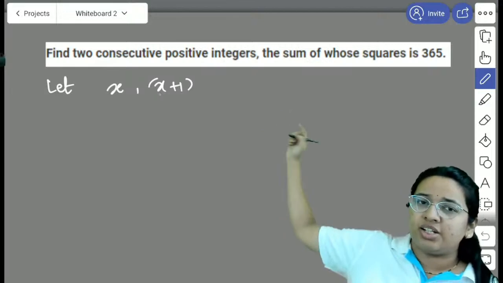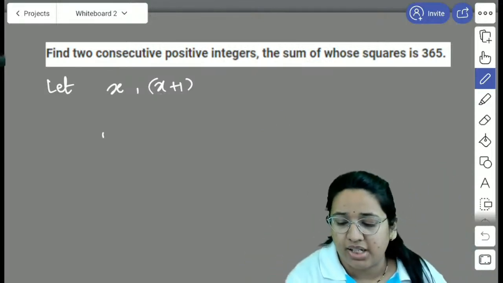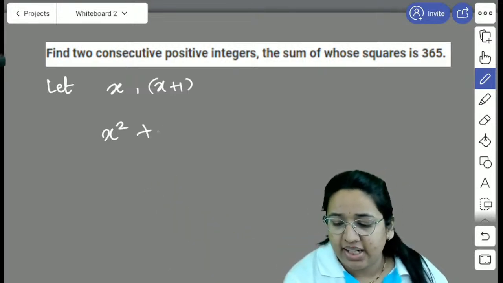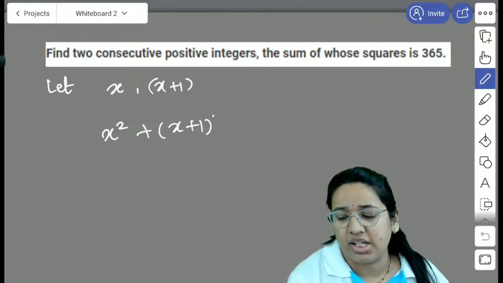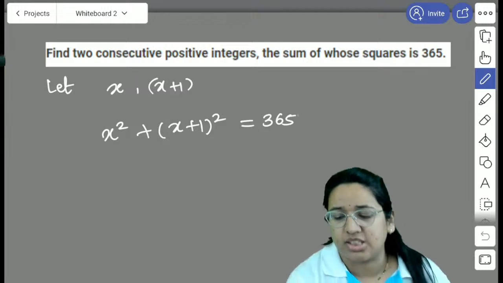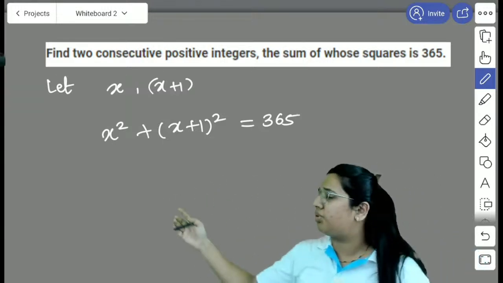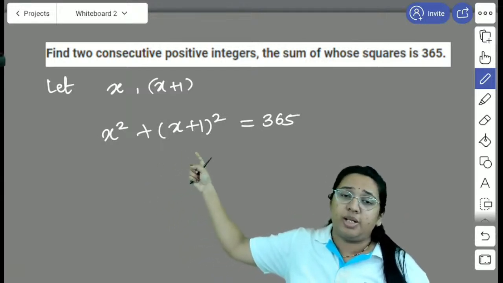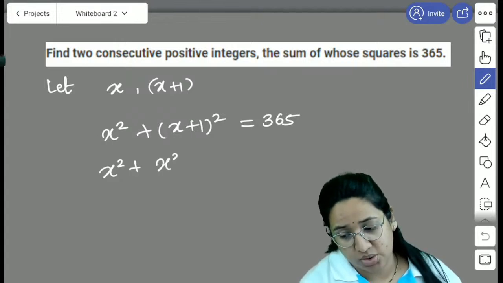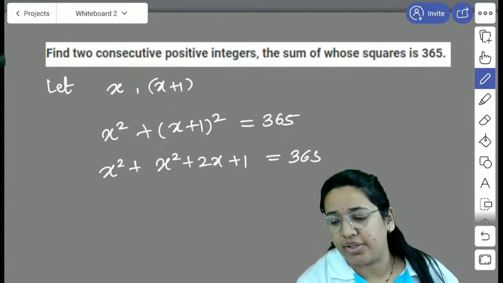So using the given condition, the sum of whose squares is 365. That is, the first one's square will be x squared, and obviously for the second one you just have to consider (x plus 1) whole square, whose addition is equal to 365. So you just have to consider the value of (a plus b) whole square, that is x squared plus 2 times x plus 1 equals 365.